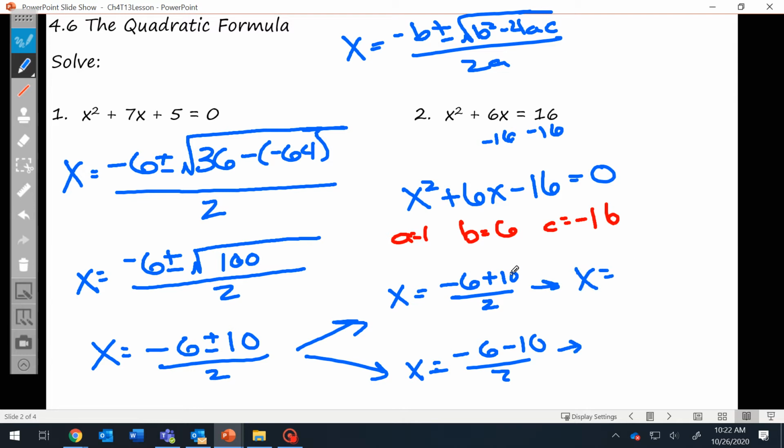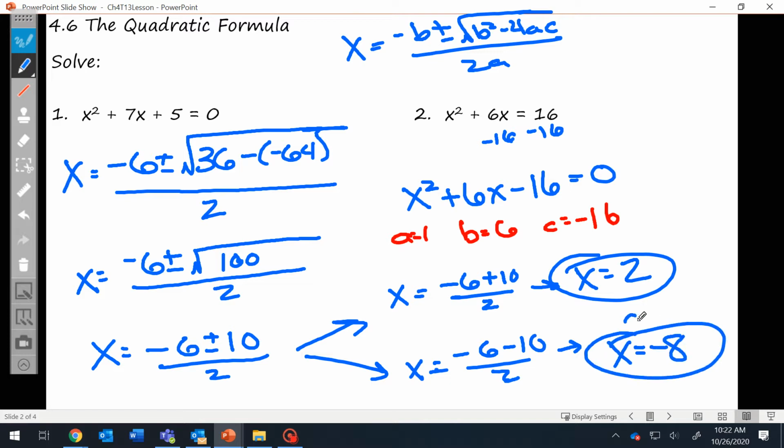So negative 6 plus 10 is 4, and 4 divided by 2 is 2. And then negative 6 minus 10 is negative 16, and negative 16 divided by 2 is negative 8. So there's my two solutions to number 2, which would be 2 and negative 8.